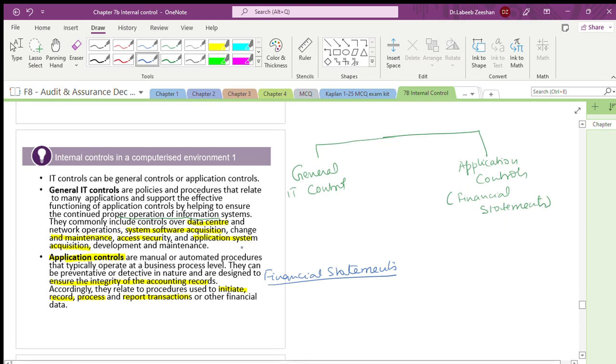They will not say it directly. These are the concepts, and they will transfer these concepts into scenarios. Understand? That's why, without going through the concepts, if you directly jump in and try to solve the questions, you will not have any background on how to approach things. There are two types of control: general IT controls related to systems, software, maintenance, security, and application controls in terms of financial data, in terms of initiate, record, process, and report.